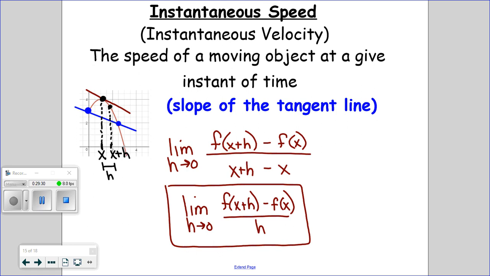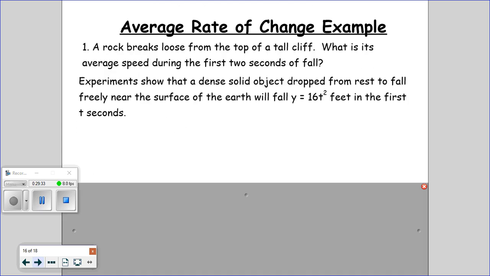Okay, so let's put those two formulas into action here, see the difference between them. First question is an average rate of change example. It says a rock breaks loose from the top of a tall cliff. What is its average speed? So average speed is telling me slope formula. During, and then sometimes we have to do a little bit of interpreting, during the first 2 seconds of fall. The first 2 seconds of fall is telling me that they want me to look at the interval from 0 to 2 seconds. When they word it like that, during the first 2 seconds of fall, 0 to 2 seconds.